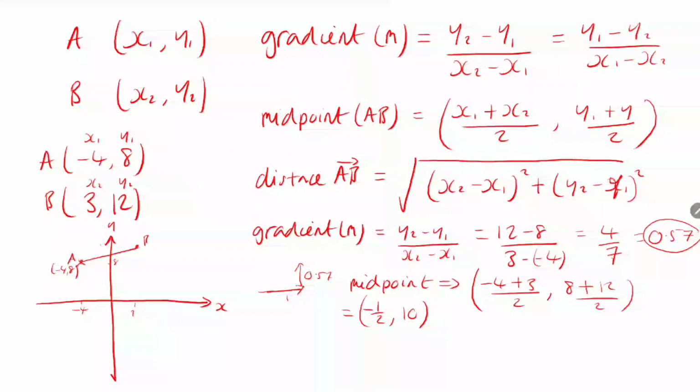And we can then plot that on our diagram, so minus a half across, about there, and up to 10. Now you can obviously see from my diagram it's not perfect. That should be the midpoint of there. What's happened in my particular diagram is it hasn't been drawn particularly well.